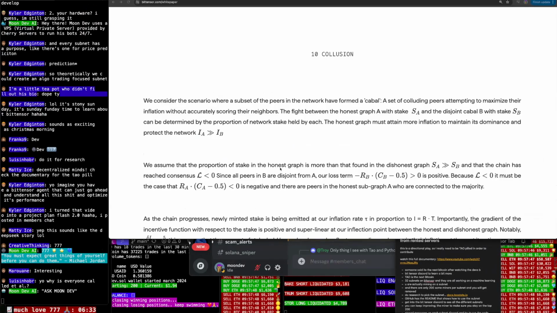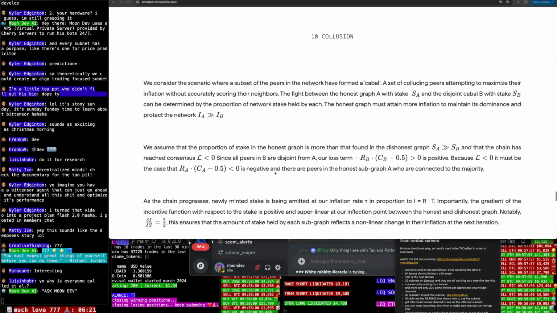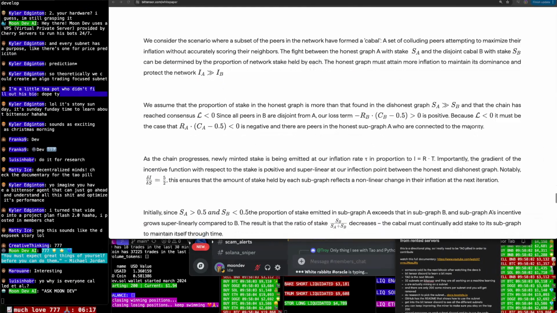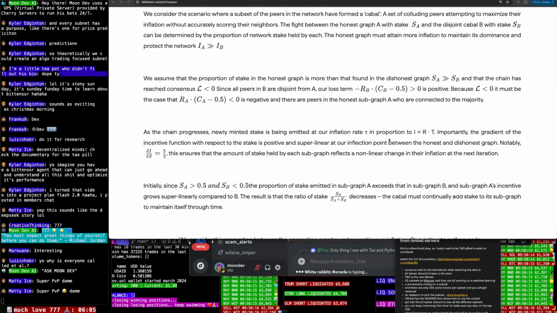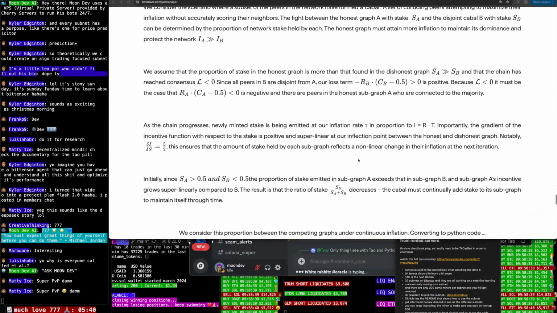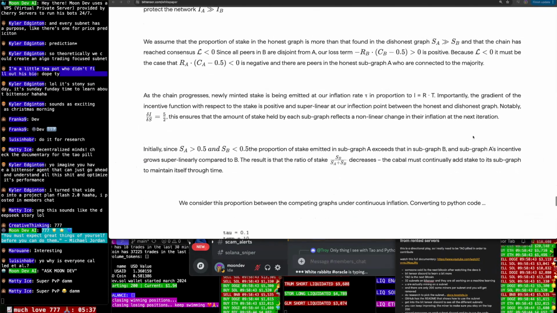Since all peers in B are disjoint from A, our loss term is positive because L is under 0. It must be the case that RA is under 0, is negative, and there are peers in the honest subgraph who are connected to the majority. As the chain progresses, newly minted stake is being emitted at our inflation rate T, in proportion to R, so that I equals R times T. Importantly, the gradient of the incentive function with respect to the stake is positive and superlinear at our inflection point between the honest and dishonest graph. Notably, this ensures that the amount of stake held by each subgraph reflects a non-linear change in their inflation at the next iteration.